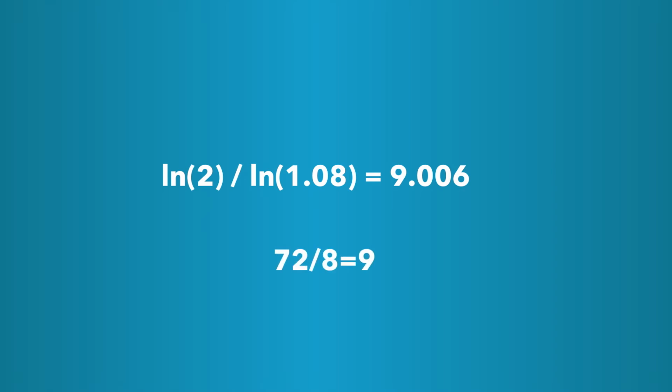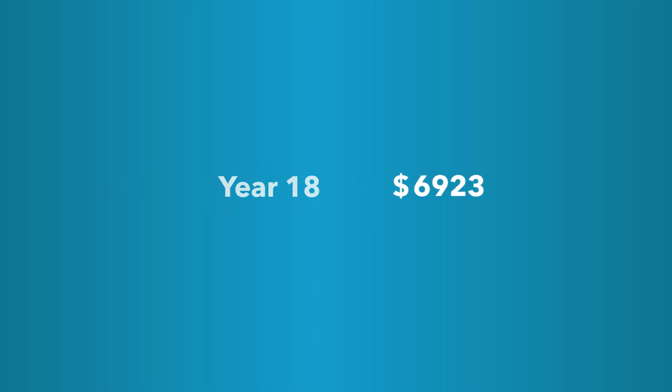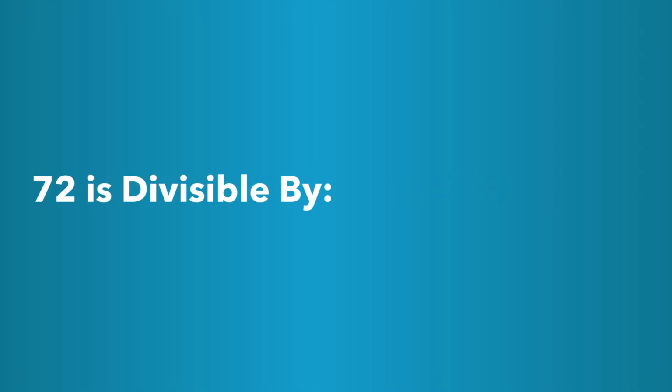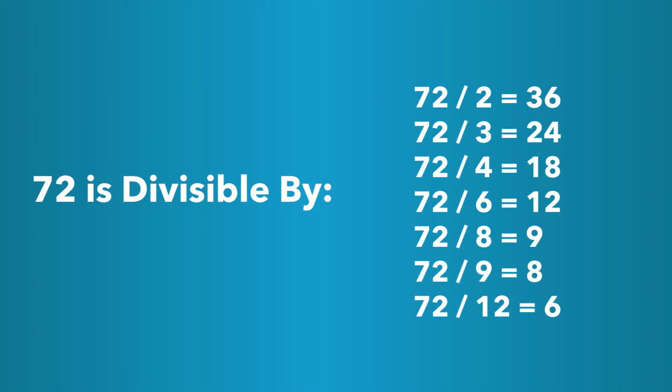the exact same result. If it takes 9 years to double a $1,000 investment, then the investment will grow to $2,000 in year 9, $4,000 in year 18, $8,000 in year 27, and so on. Conveniently, 72 is divisible by 2, 3, 4, 6, 8, 9, and 12, making the calculation even simpler.